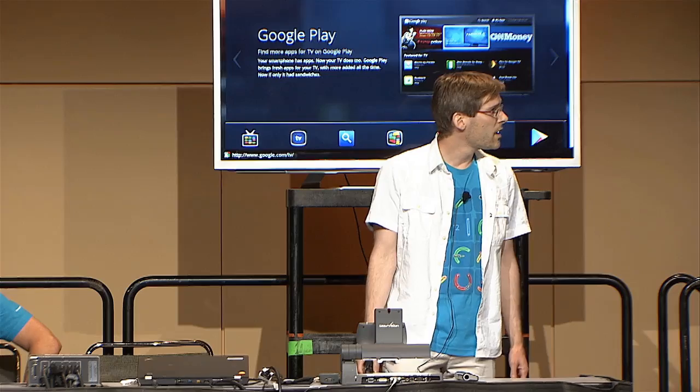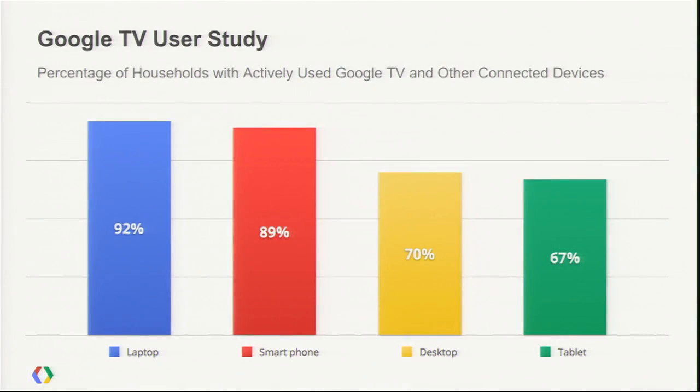So we actually conducted a study very recently, at the beginning of this year. We surveyed people that actively use Google TV devices and asked them, do you have certain other connected devices in your homes? And we found that 92% of these homes have laptops, and a very large number, 90%, also have smartphones. And the large majority of them also have desktop computers, and tablet computers as well. So we see there's actually quite a few.